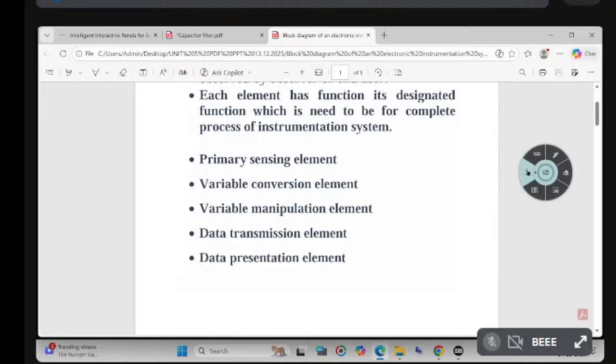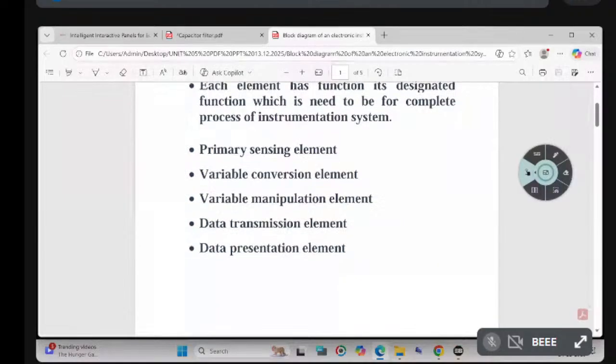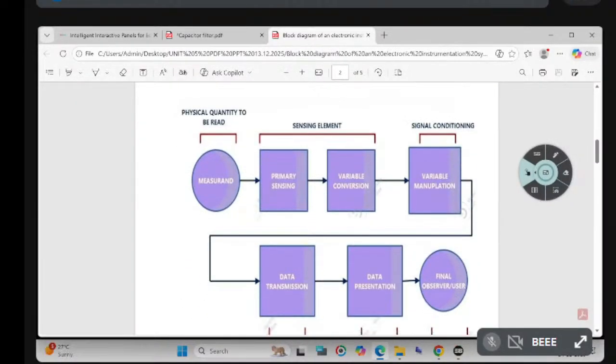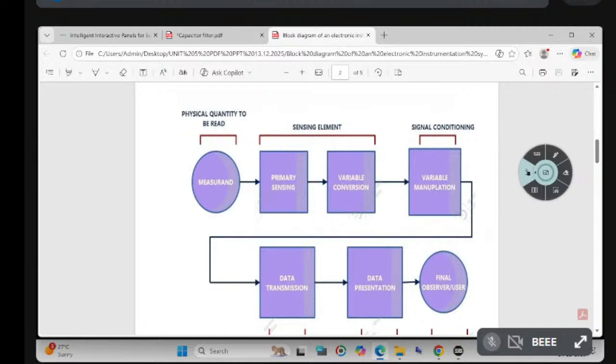What is the block diagram here? You need to explain. So this is the block diagram, how it is flowing. Final observer: this is the measured physical quantity to be read. First it reads temperature, for example. Finally we get the final observer. So how the temperature has been converted and how we are getting the results, how it measures.